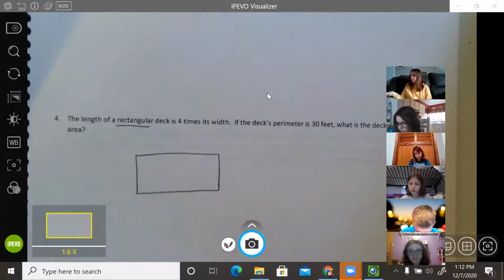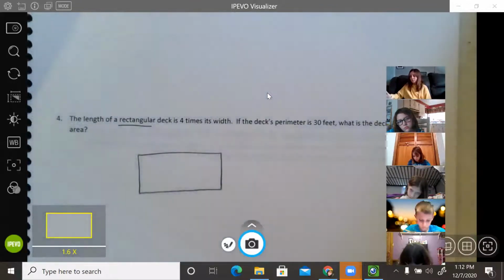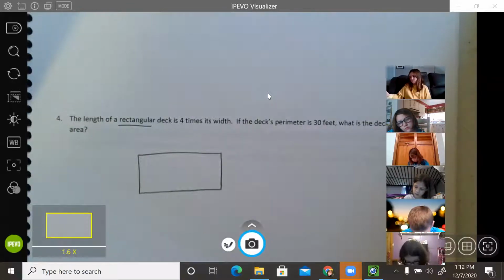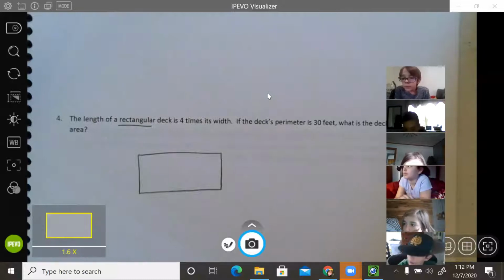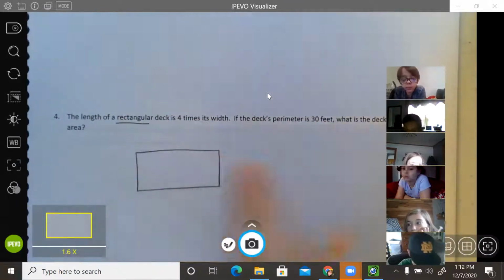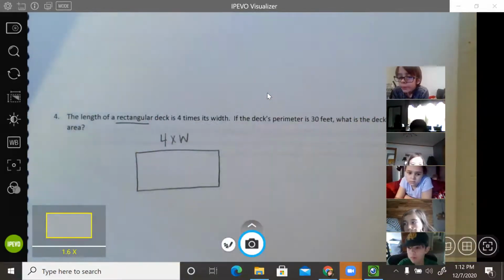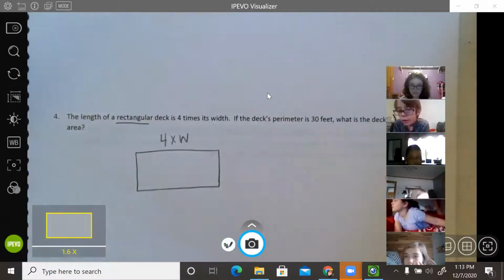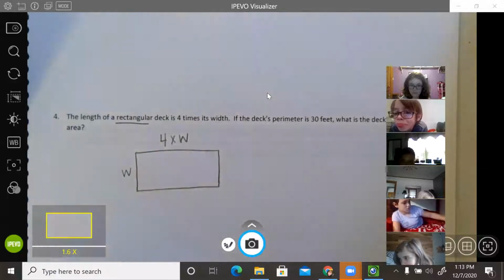Is there any other information? Look back at these words. Is there anything we can label? Anything we know? Carson? We know that the length of the rectangular deck is 4 times its width. Okay, so if we're going to make this our length, we know that this has to be 4 times the width. Do we know the width yet? No. So this is missing also. They didn't give us much to work with here.